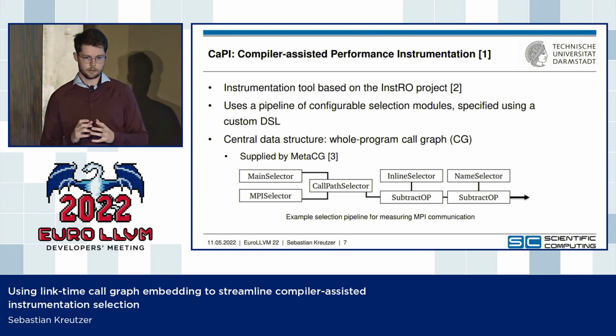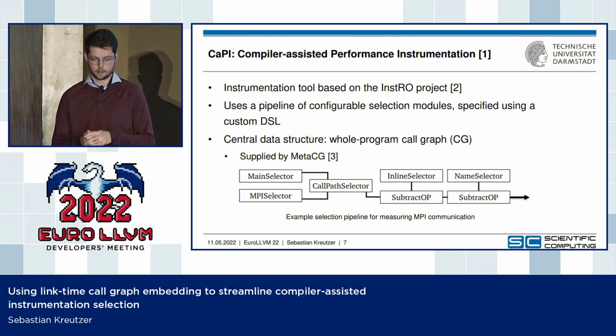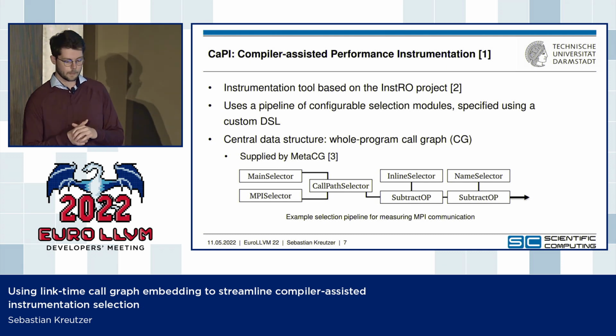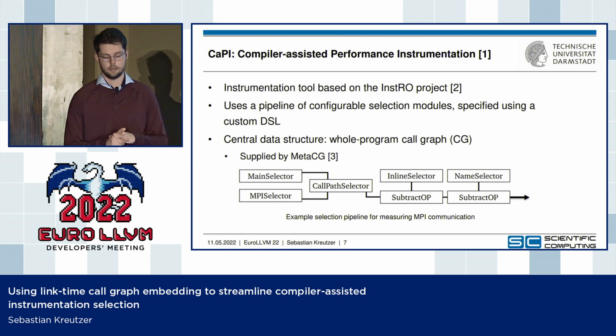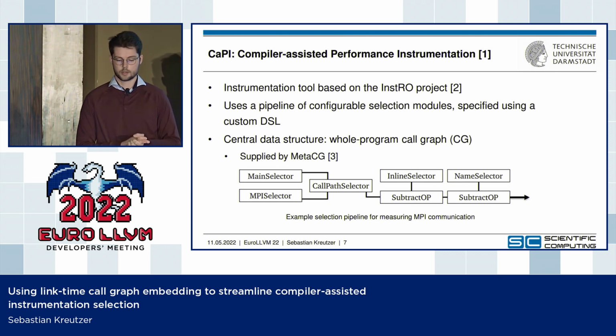So the user can chain these selection modules together. And each of these modules has access to a central whole program call graph, which is the central data structure here. And this call graph is built by a tool called MetaCG, which is a Clang-based tool that runs on source code and builds a whole program call graph.